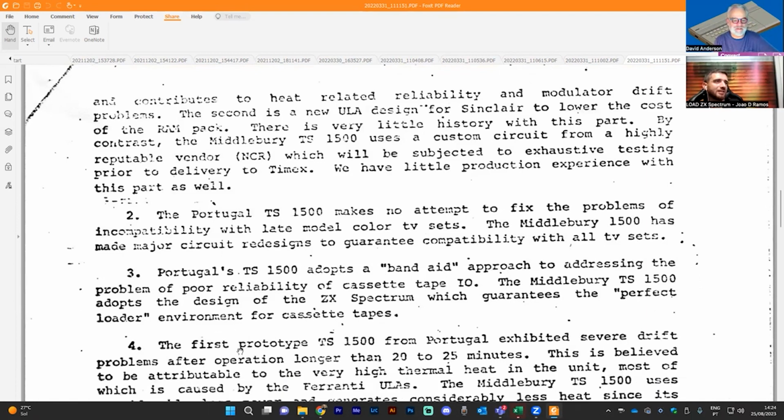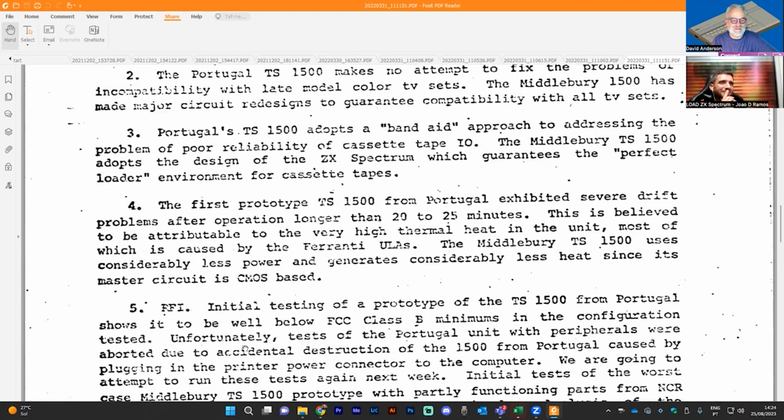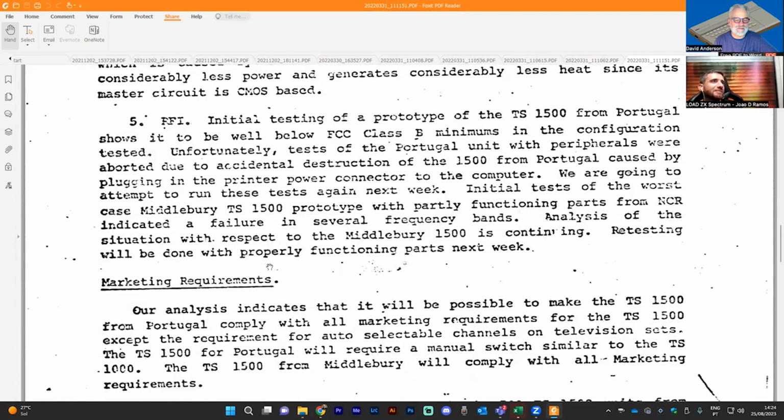Okay. The first prototype from Portugal exhibits severe drift problems after operation longer than 20-25 minutes. This is believed to be attributed to very high thermal heat in the unit, most of which is caused by the ULAs. RFI. Initial testing of the prototype shows it to be well below FCC Class B minimums in the configuration test. Unfortunately, tests of the Portugal unit with peripherals were aborted due to accidental destruction of the TS1500 from Portugal caused by plugging the printer power connector into the computer.